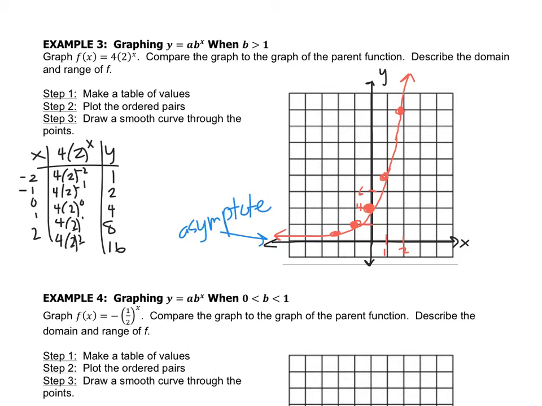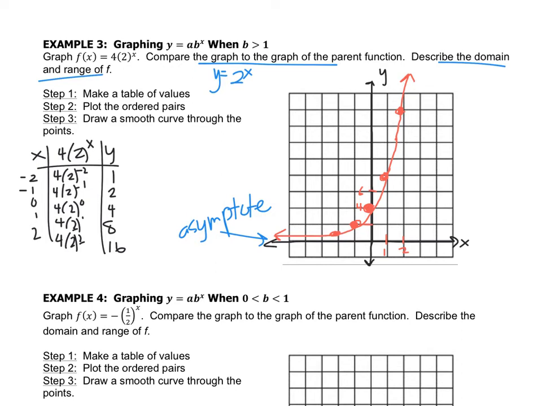Now we have to compare the graph to the graph of the general parent function, which is the one that would just be like y equals 2 to the x. We'll do that in class. Let's save this, and let's save the describe the domain and range for class as well.